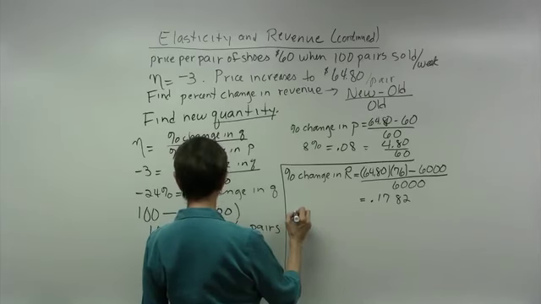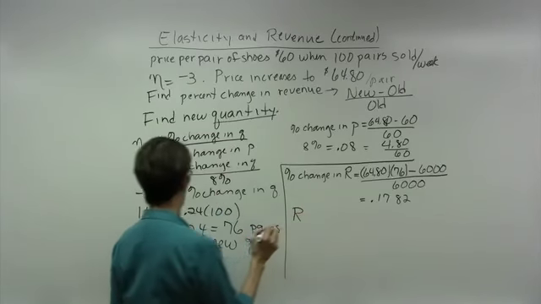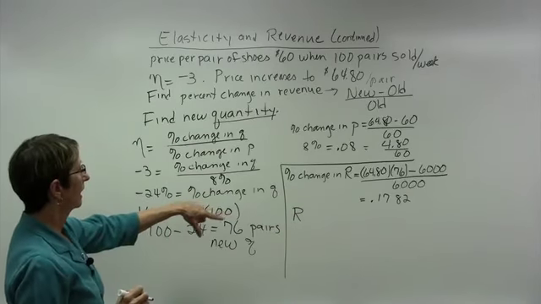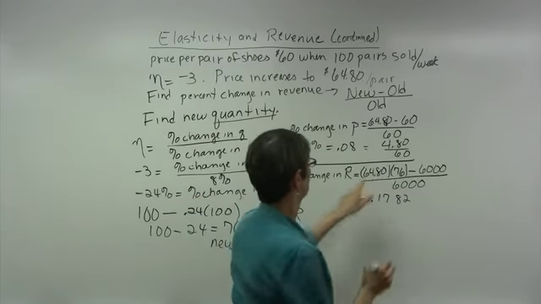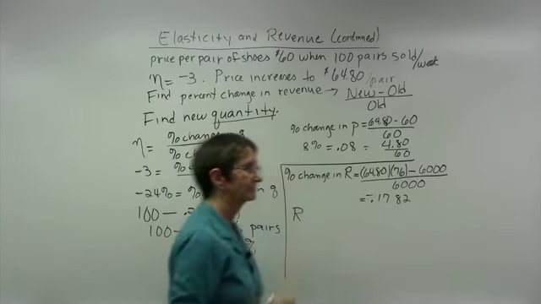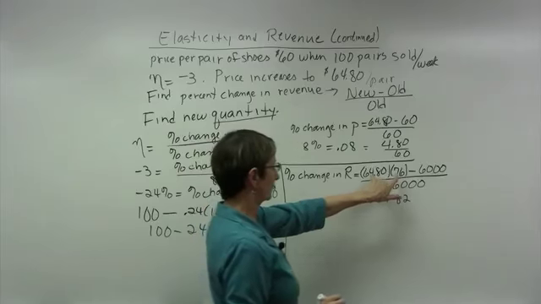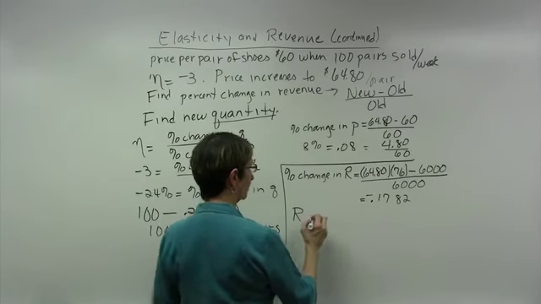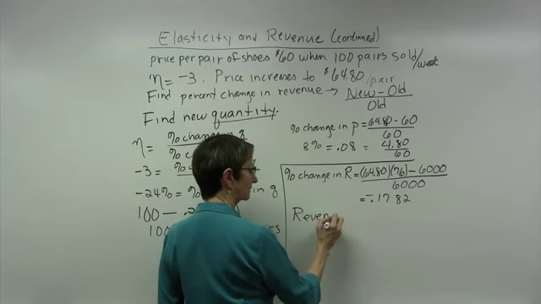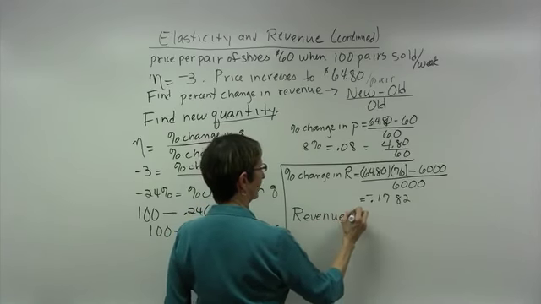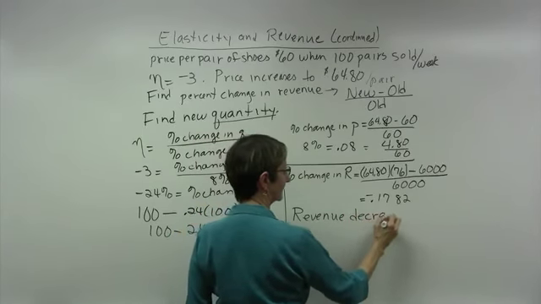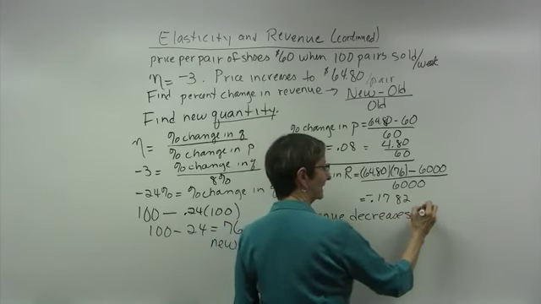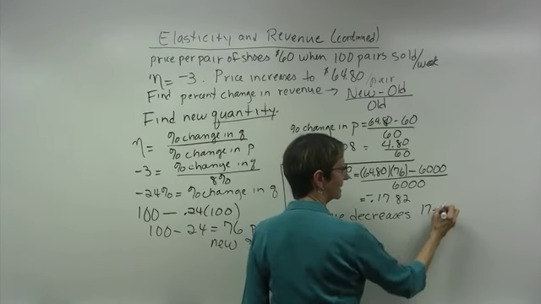So revenue is negative, because this is a bigger number here than our 6,000. So revenue decreases 17 to 18%.